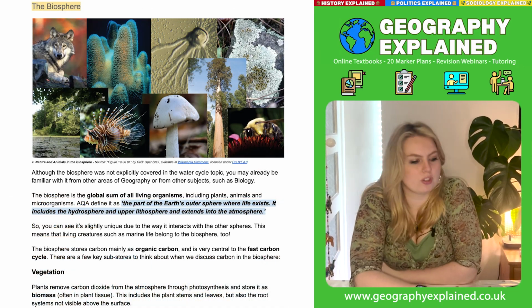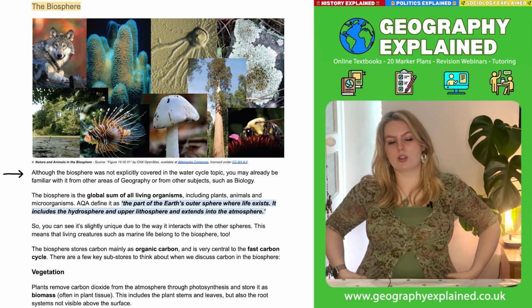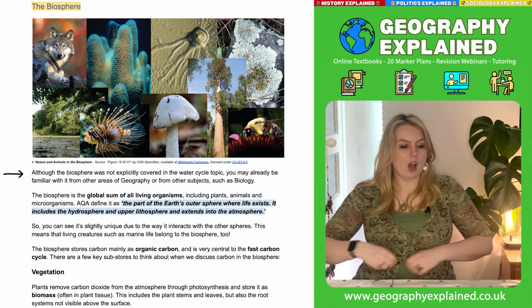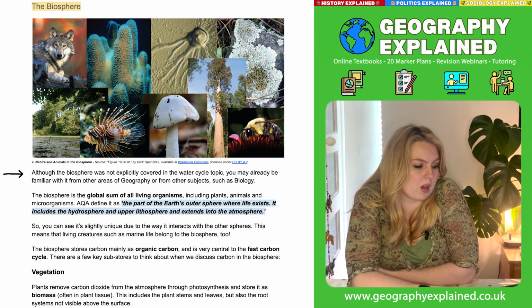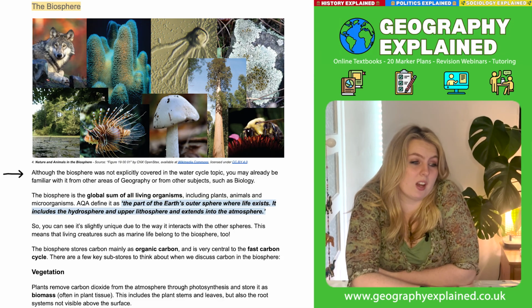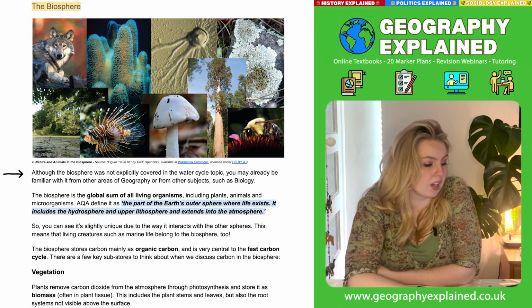Right, so now we come on to the biosphere. This was not explicitly covered in the water cycle topic. It does exist there, but you might be familiar with it from other subjects, and it's just a little bit more relevant to the carbon cycle.